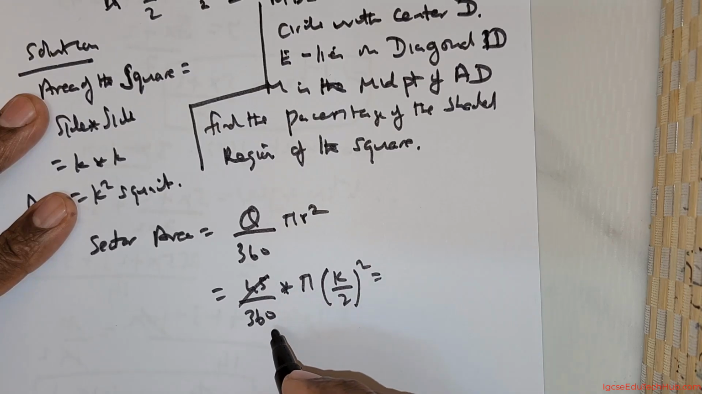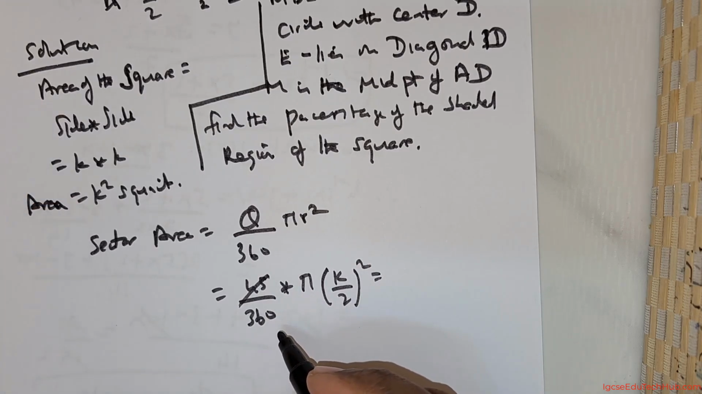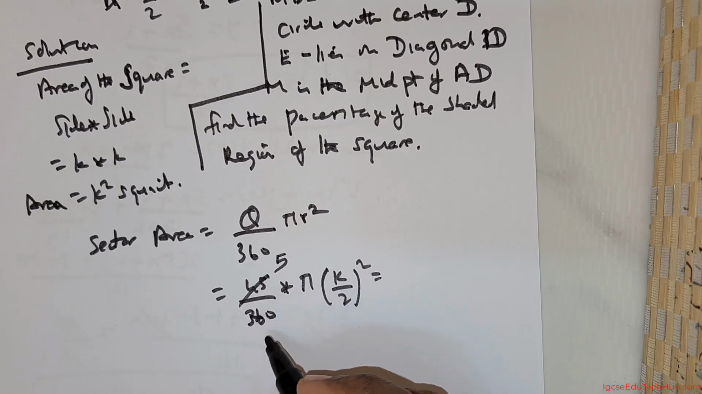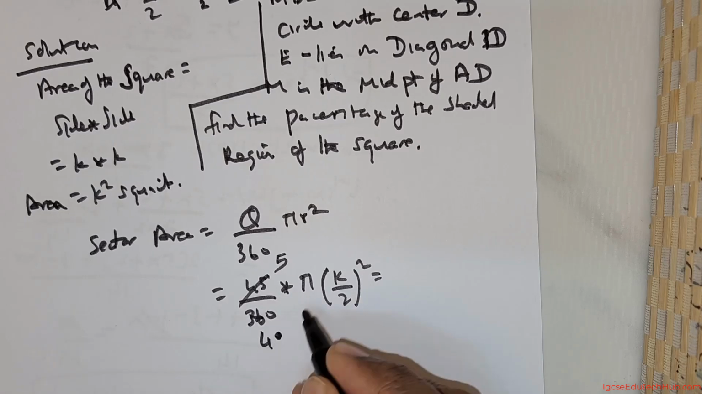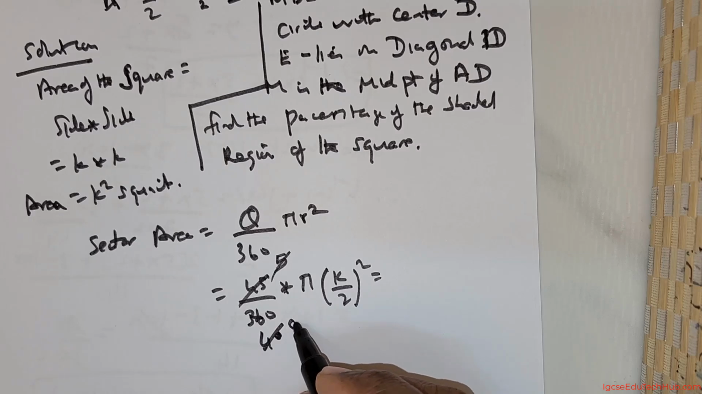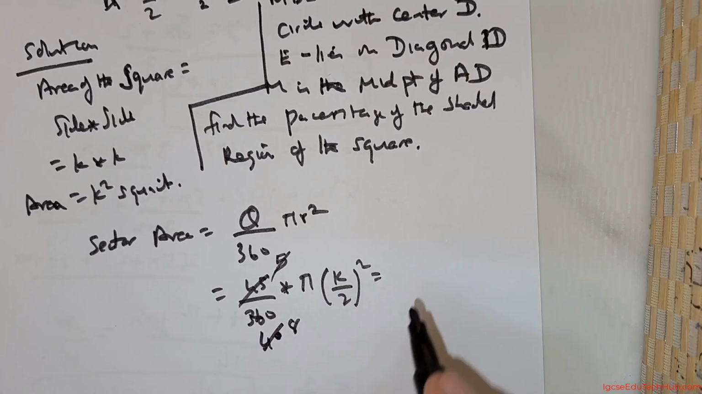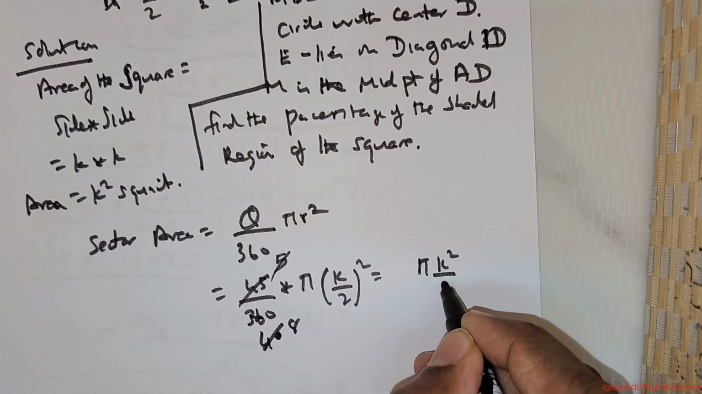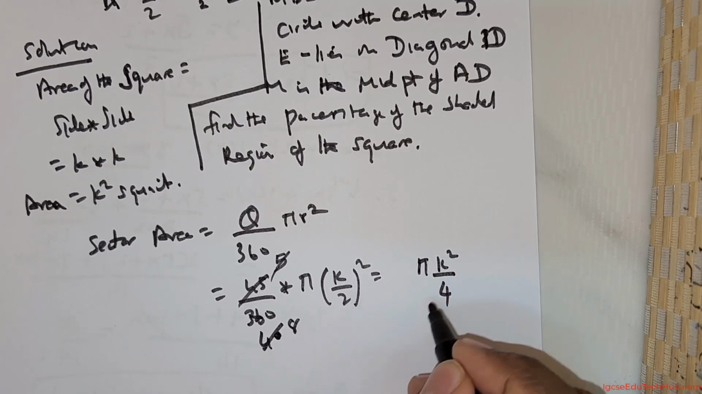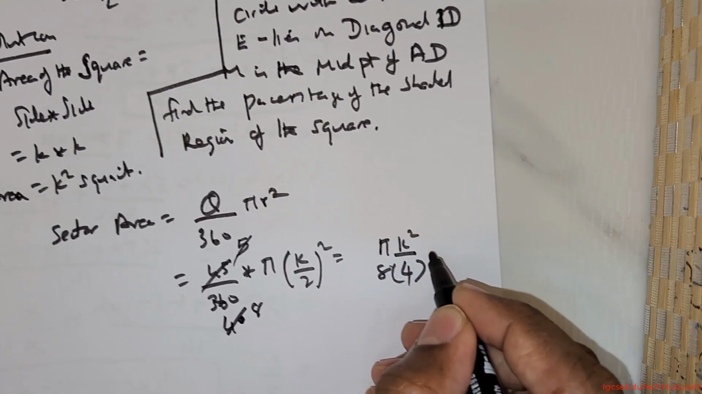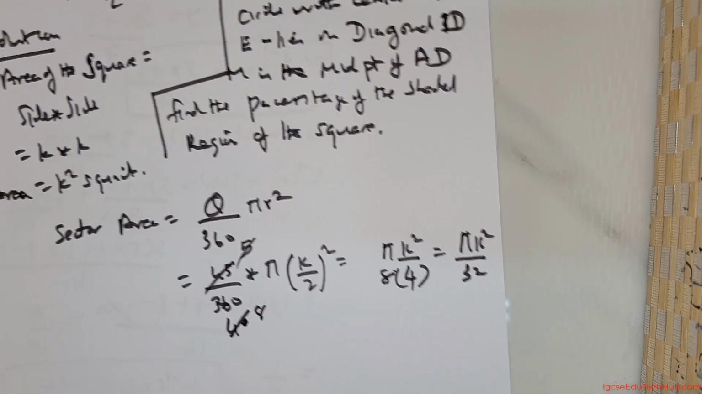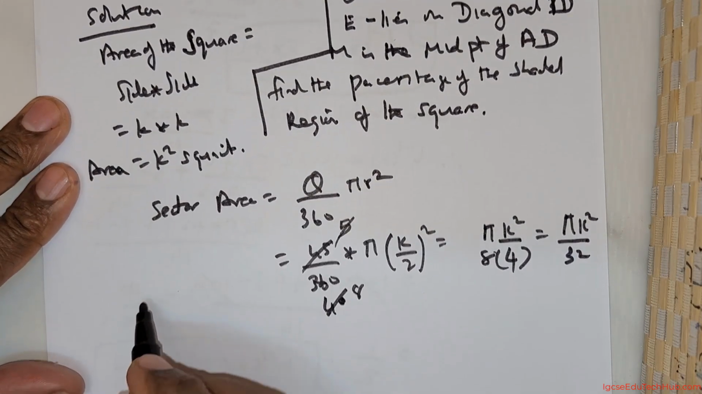Now 45 over 360, I can utilize the following table. 9 divides 45 five times, 9 divides 360 forty times. So 5 over 40 means it's going to be 1 over 8. So this is going to be pi times K squared over 4 times 8, which is rewritten as pi times K squared over 8 4s are 32. So this is going to be the sector area.